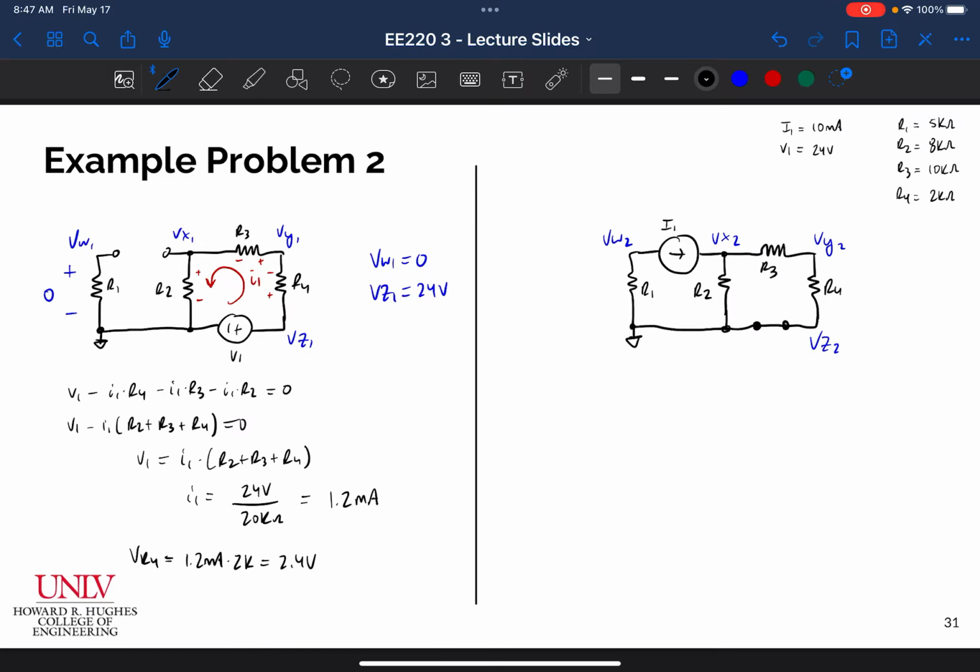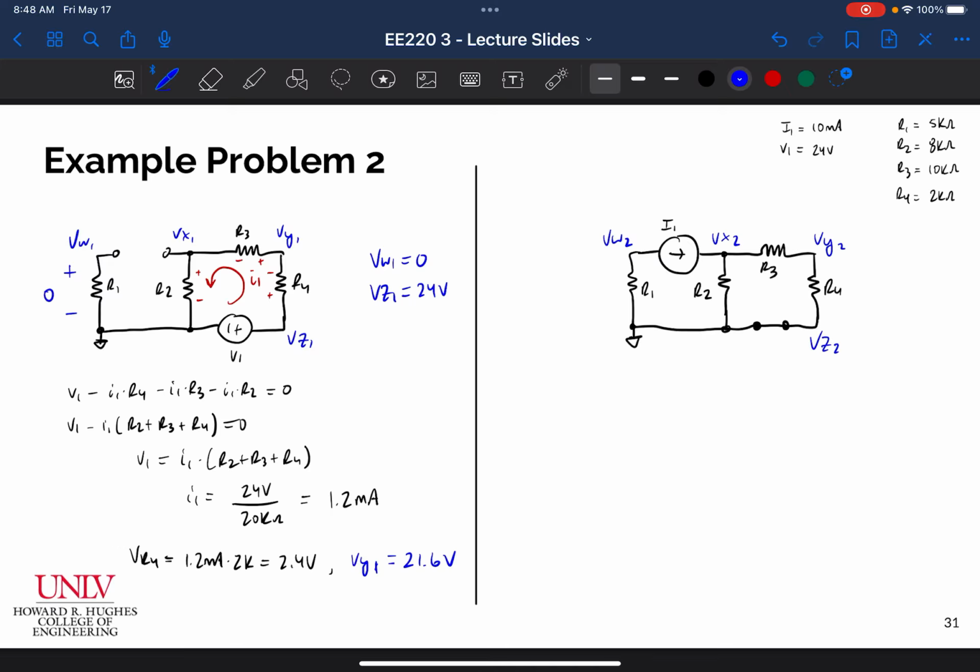So then that means that I know VY1, I guess I can write that in blue. VY1 is basically going to be VZ1 minus that voltage drop, right? I'm going from VZ1, I'm dropping across R4, so this voltage drop here that I just calculated gets subtracted from my 24 volts, and I should get VY1 to be 21.6 volts.